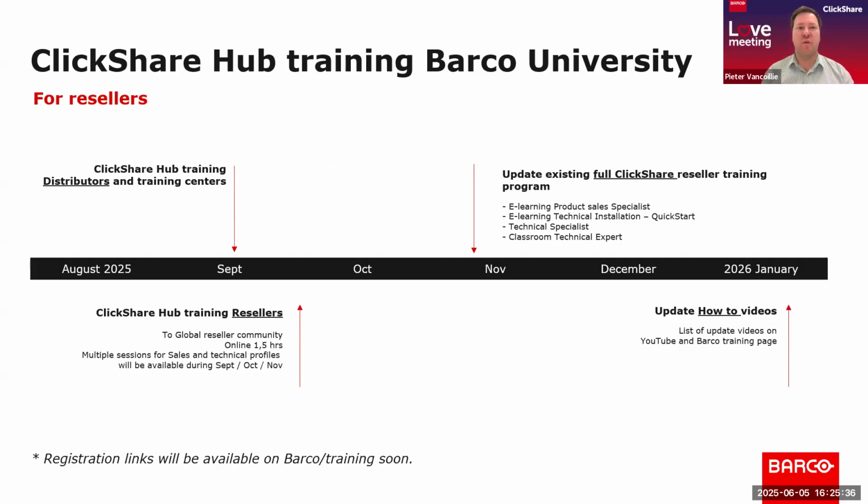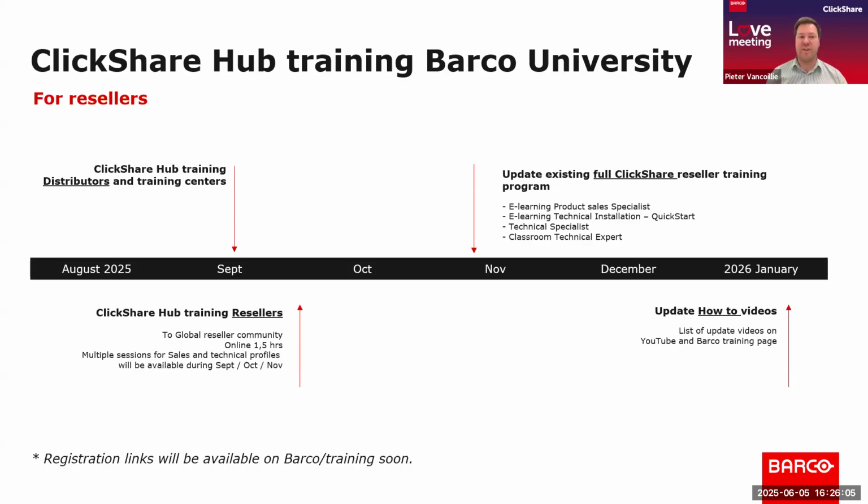We want to be able to offer you the training at the right moment in time. If we look towards the availability, that's going to be at the end of 2025. We are choosing to start training at the end of Q3 and leading into Q4. So what we're going to do is start in September with the training for distributors and the ClickShare Hub training centers. And then at the end of September, we're going to start with the sessions for resellers.